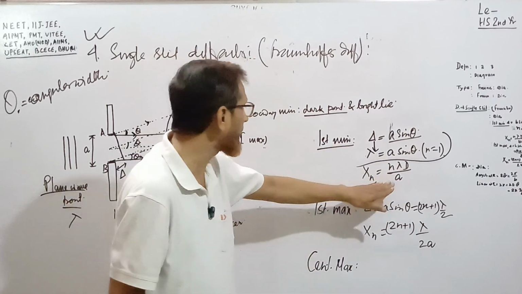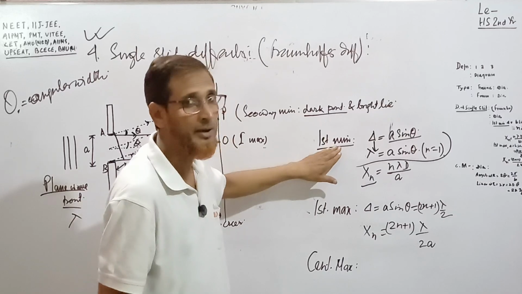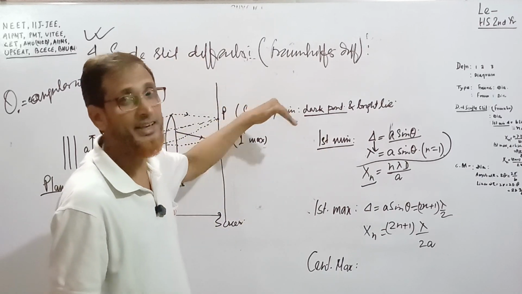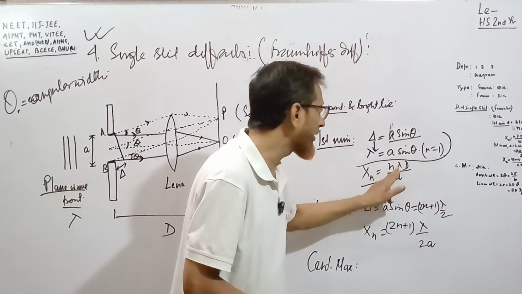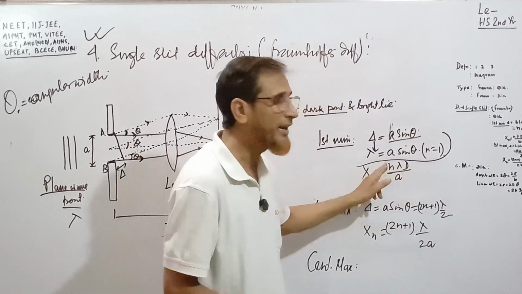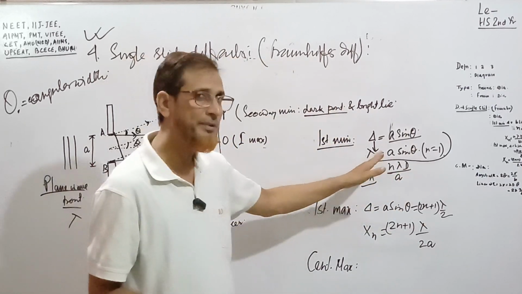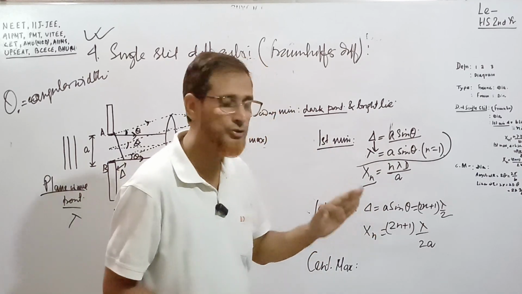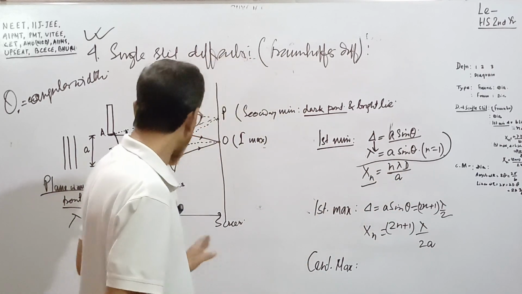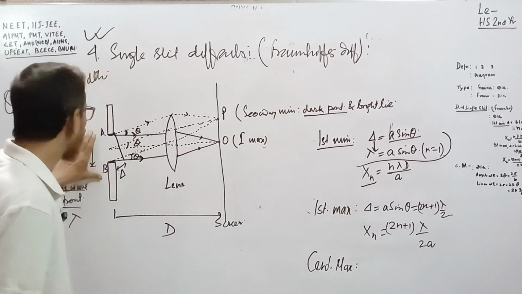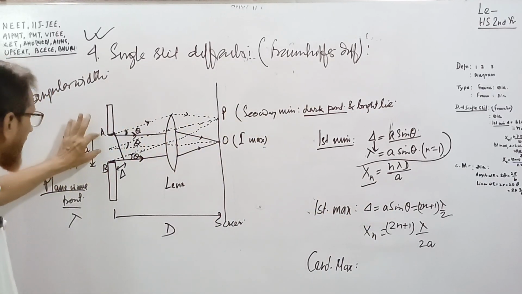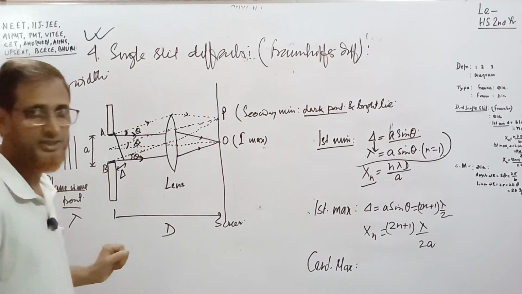Mind that it is again important. The distance of the nth minima from the center, meaning first, second, third, fourth minima, is given by n lambda D by a, where n is equal to 1, 2, 3, 4. Lambda is the wavelength of the light source used, D is the distance between the slit and the screen, and a is the width of the slit, that is, the distance in between is a.